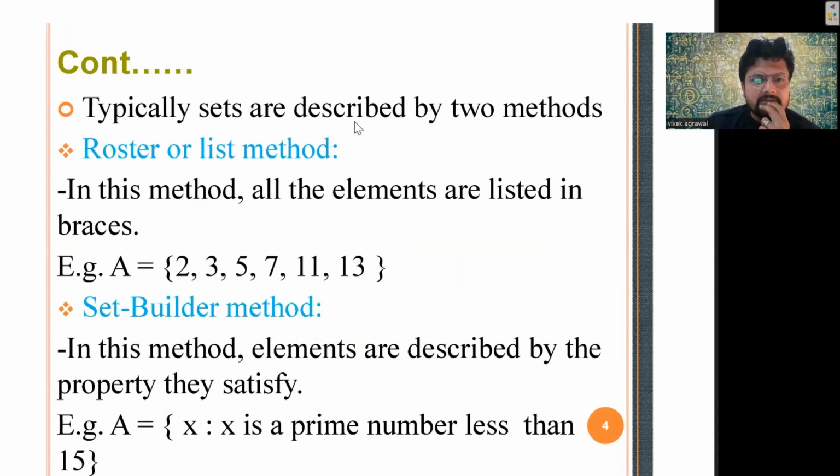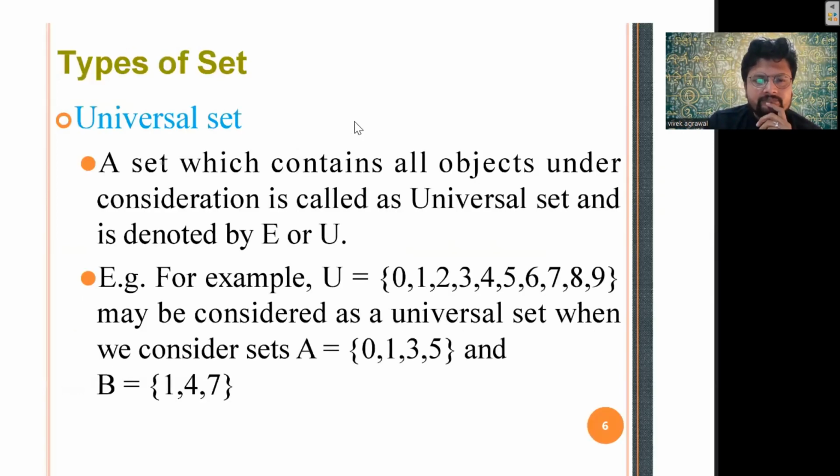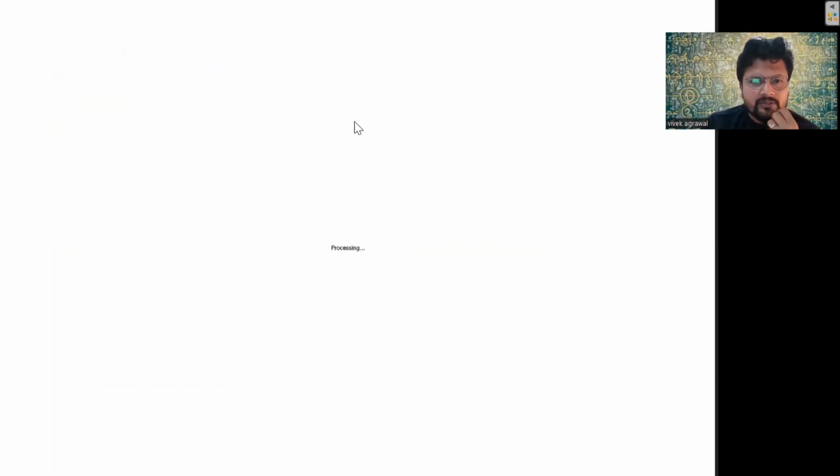Then we discussed how to write any set in roster form or set builder form. Then we discussed cardinality, which was the number of elements in any particular set. Then we discussed the universal set, which will be the biggest set in the question, including all the sets given in the question.